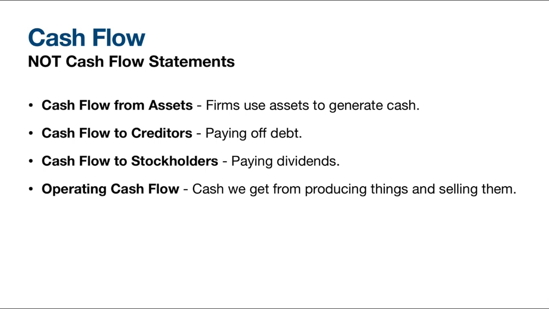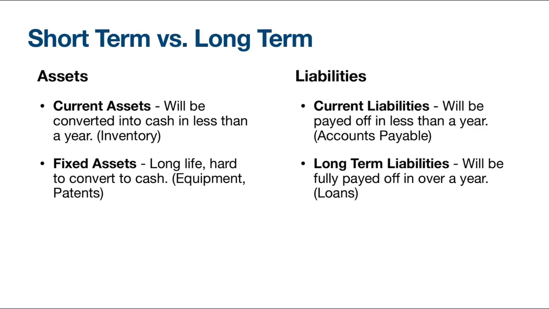There's cash flow from assets, so a firm is going to use assets, maybe factory equipment, to generate cash. Cash flow to creditors, paying off debt, so we're going to pay people who have loaned us money cash to pay off our debt with them. There's cash flow to stockholders. Sometimes we're going to pay dividends, and we're going to pay our stockholders cash. And there's operating cash flow. So this is the cash we get from producing things and selling them, normal business operations.